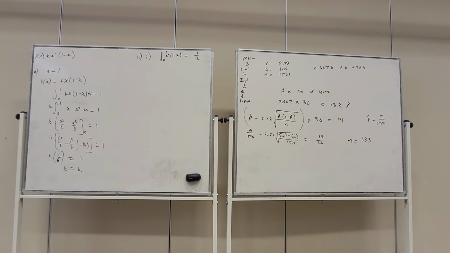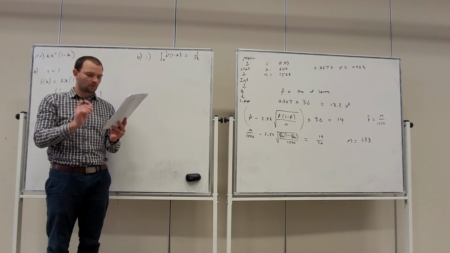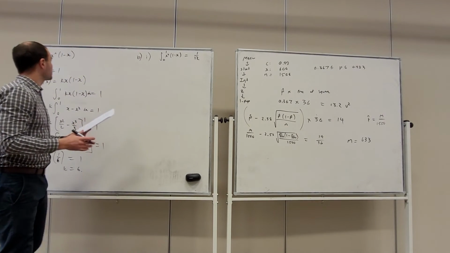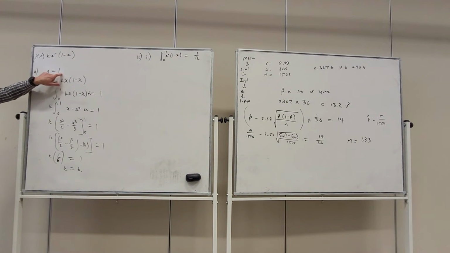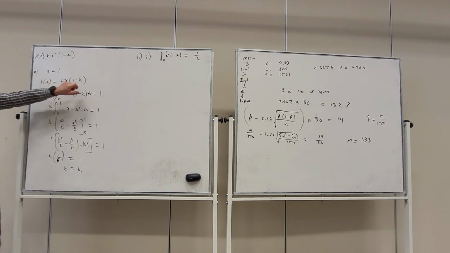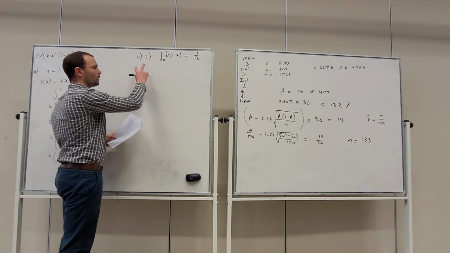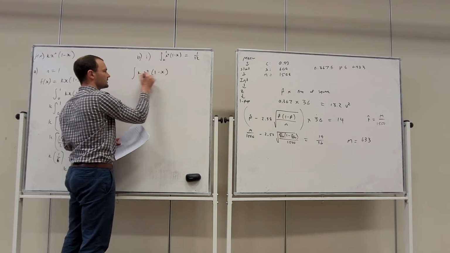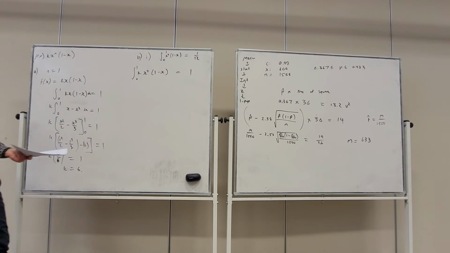Part 2. Hence, find the value of k, such that f of x equals k times x squared times 1 take x forms a probability density function between 0 and 1. Alright, so what's the difference between here and here? In our first circumstance, we had this number was 1. In the second circumstance, this number is 2. So for it to be valid, we're going to have k times x squared times 1 take x from 0 to 1 is equal to 1. That's what it's going to be for it to be valid.